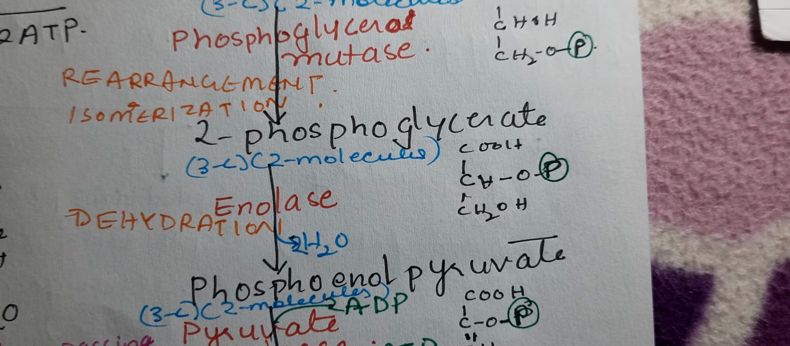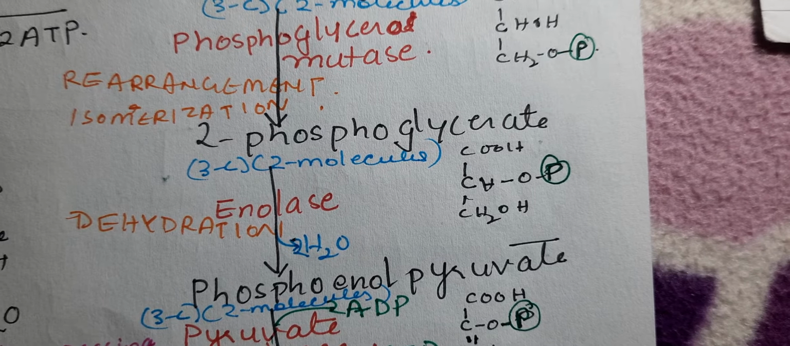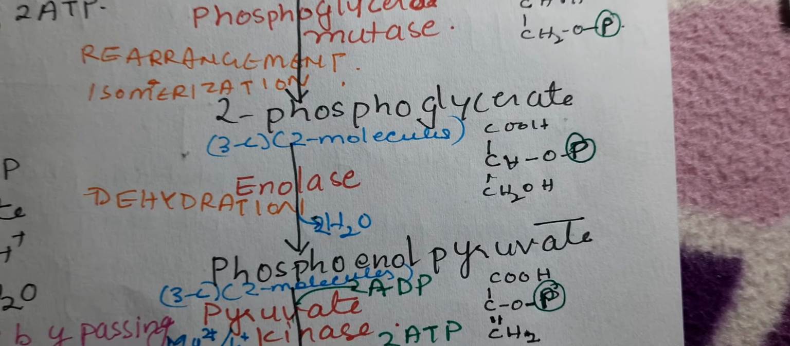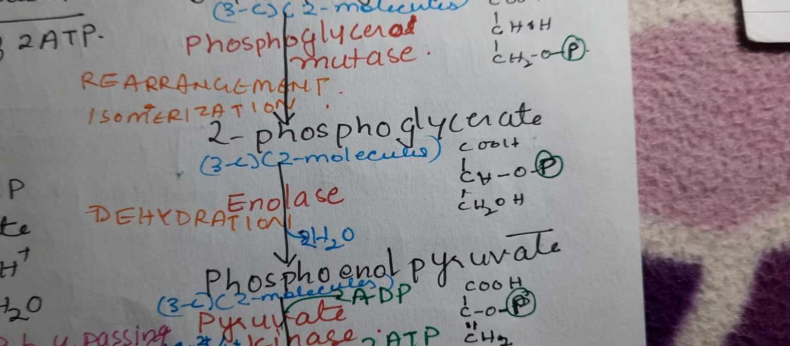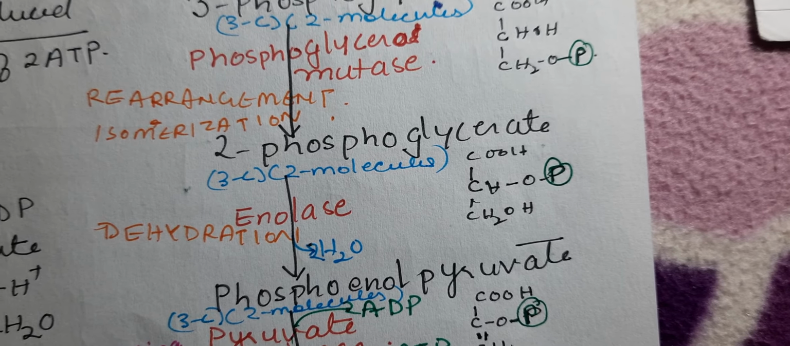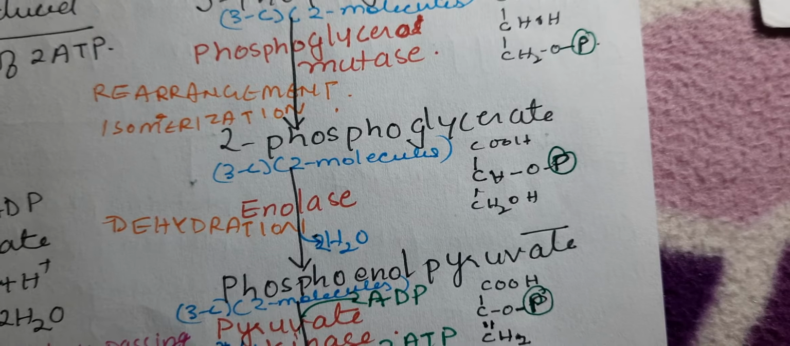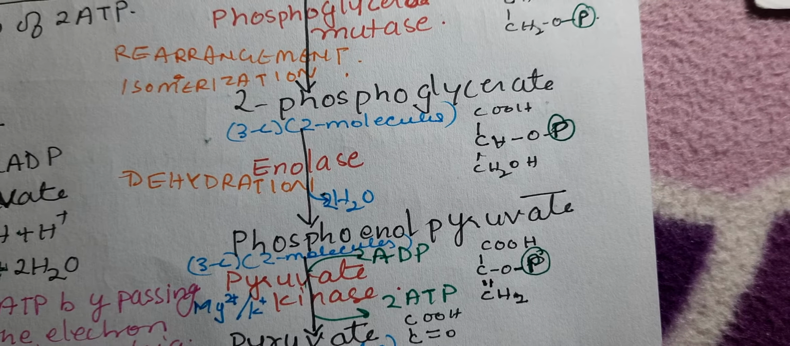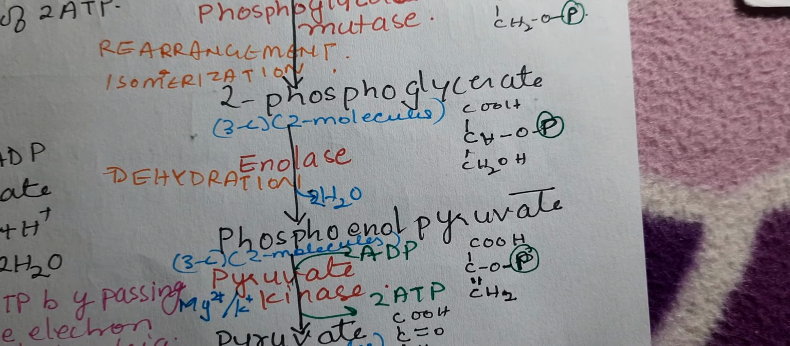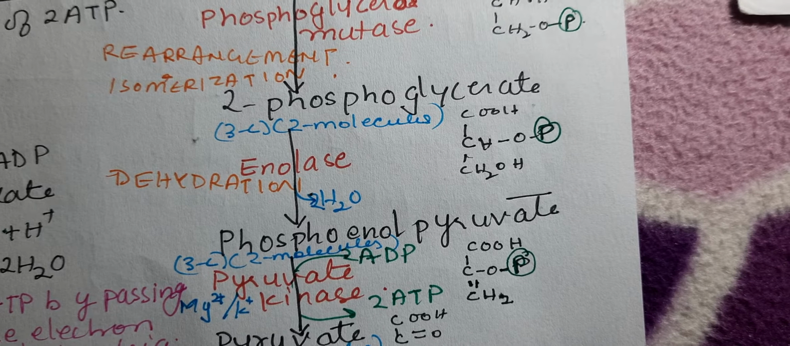2-phosphoglycerate is converted into phosphoenolpyruvate with the dehydration. So 1 molecule of water is removed. Since there are 2 molecules of 2-phosphoglycerate, we will write 2 molecules of water over here. So 2 molecules of phosphoenolpyruvate are formed.